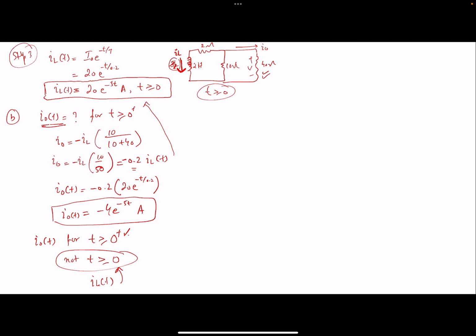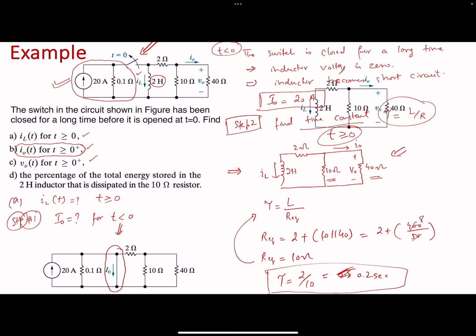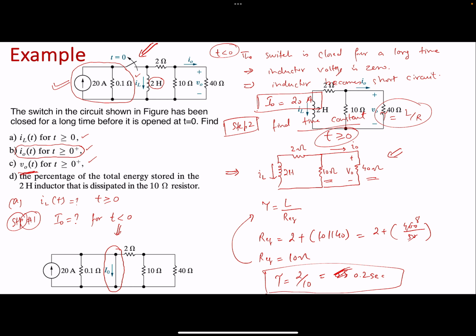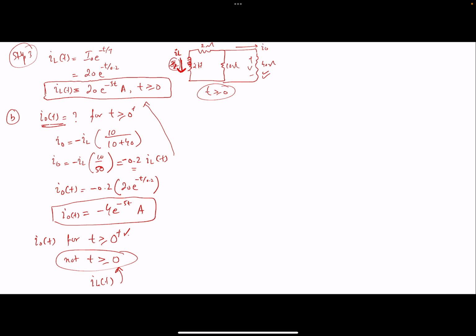We have a value of the I naught. Let's find out what we need to do for part C. C is, let's find the value of V naught of t, for t is greater or equal to 0 positive.